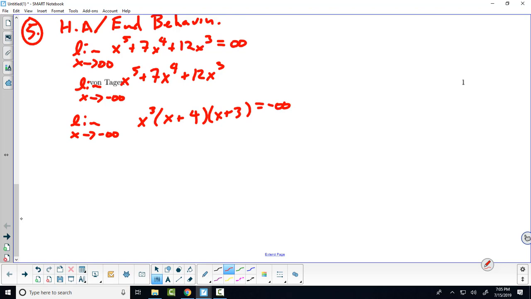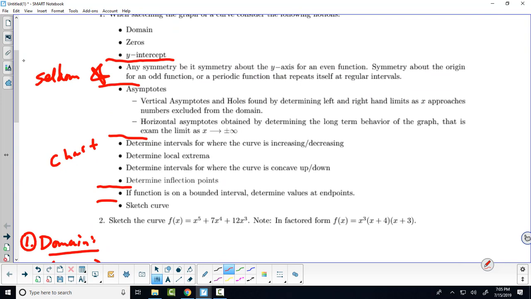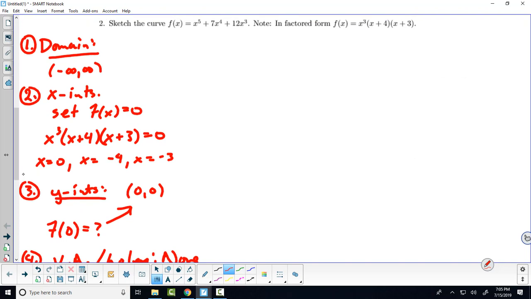So we've gone through that. Check, check, check. Now we're going to do the chart. We said the rest of this information we can get from the chart. What goes on the chart? On the chart goes any exclusions in the domain, and then critical numbers from your first and second derivative, which are your potential locations for local maxes and mins, as well as your potential locations for inflection points. To be able to determine that, we better find the derivative.